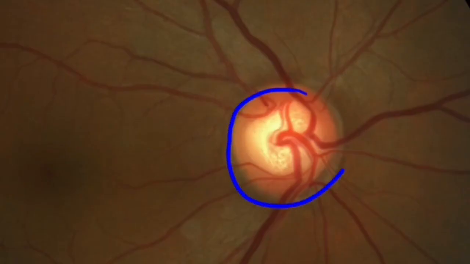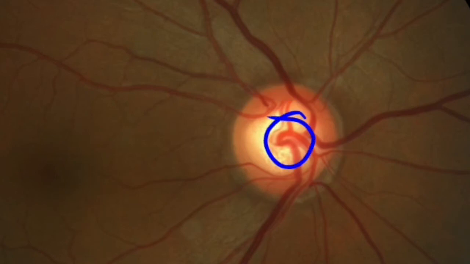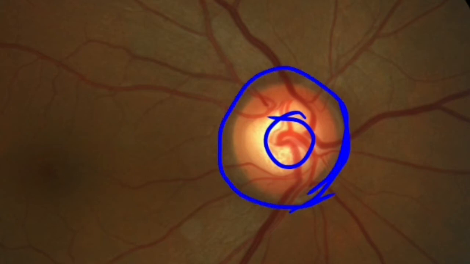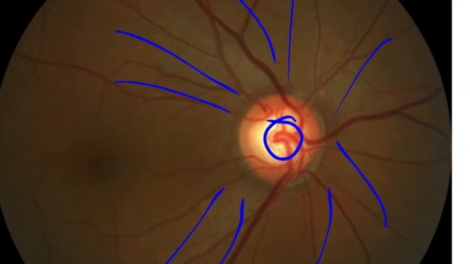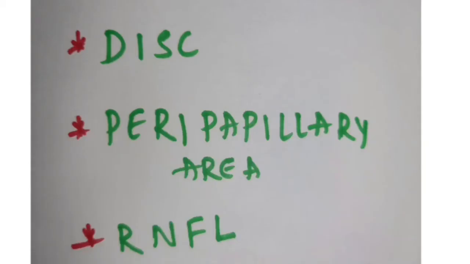So first we will describe what is a normal optic disc. As you can see in this picture, this is the optic disc. The central white part is the optic cup, and the area adjacent to the optic disc is called the peripapillary area, and these are the retinal nerve fibers which exit through the optic disc. So when you examine a patient with glaucoma, it should be described under the headings of optic disc, the peripapillary area, and the retinal nerve fiber layer.